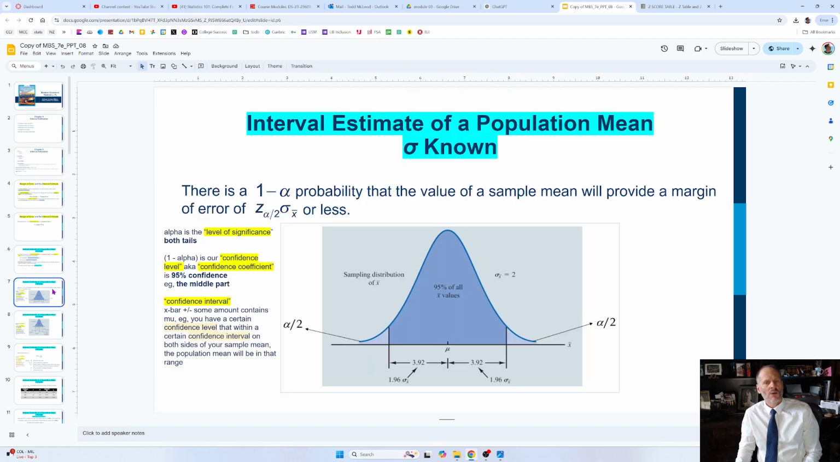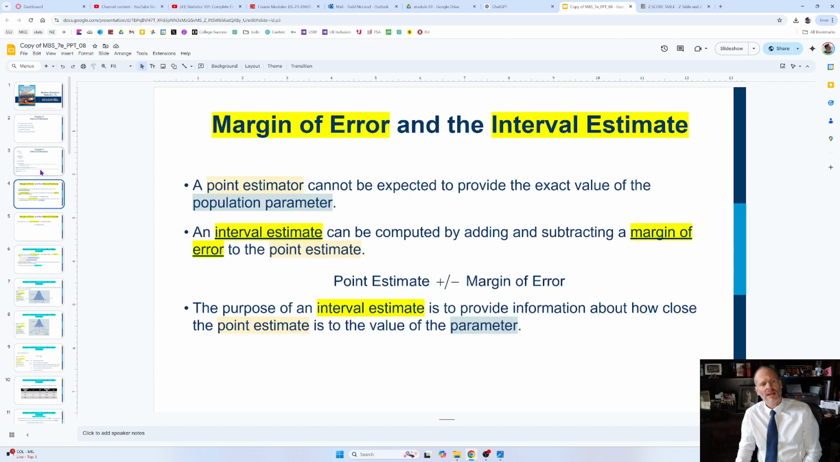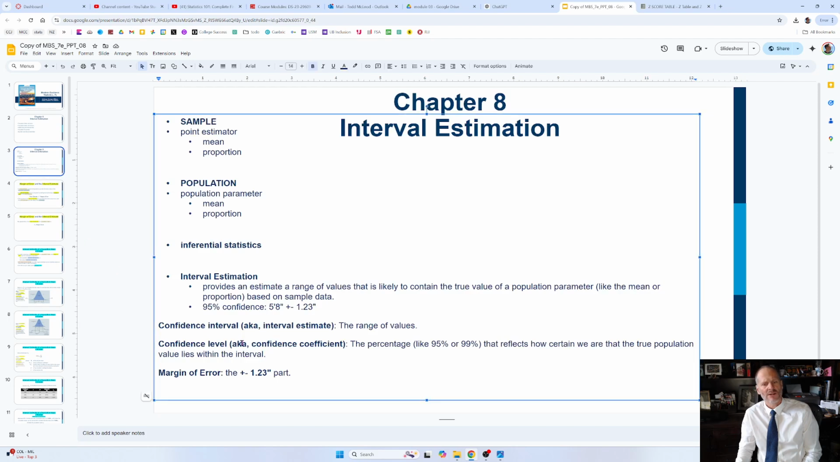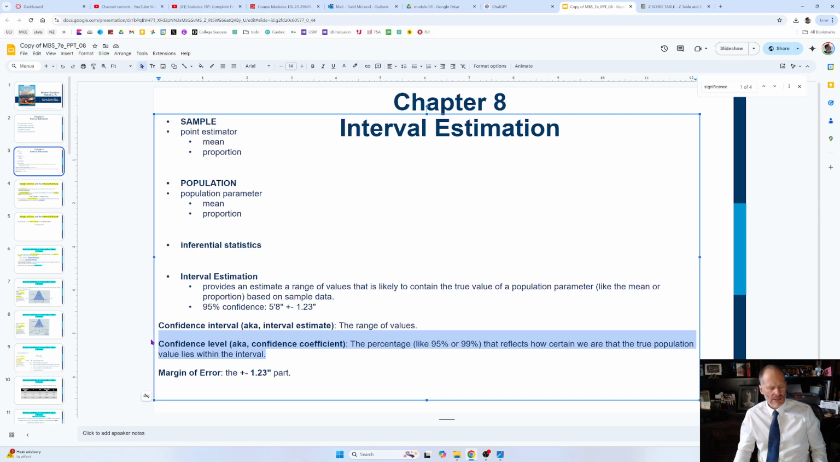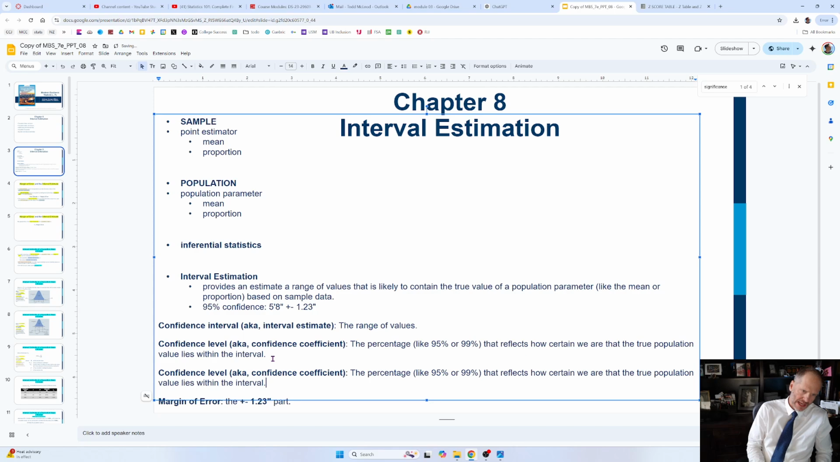And we need to figure out what is our level of significance. And so for level of significance, we have our confidence level, and we also have our confidence coefficient. And alpha is the level of significance. And so here we have alpha divided by 2. And the level of significance, there's a 1 minus alpha probability that the value of a sample mean will provide a margin of error. I just have to pause the video and figure out the right way to say this. Hang on a second. All right, so the level of significance, I'm just going to copy this here and bring it down here, just add another one in.